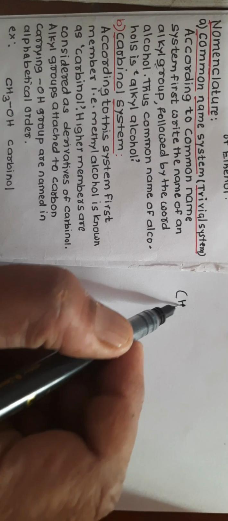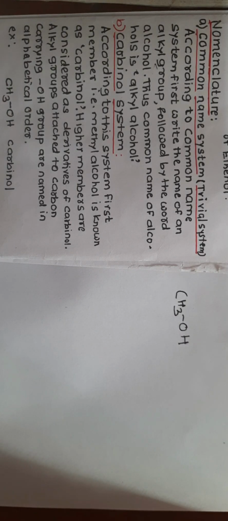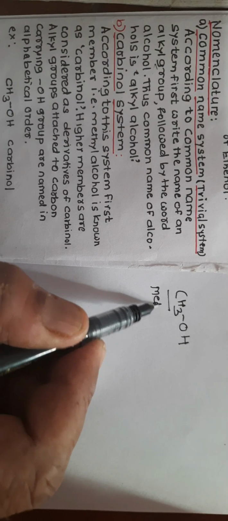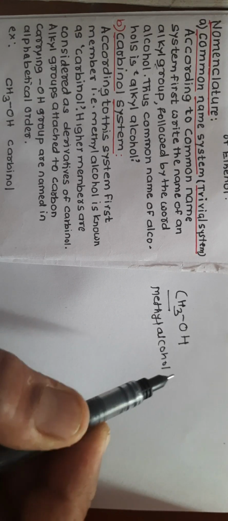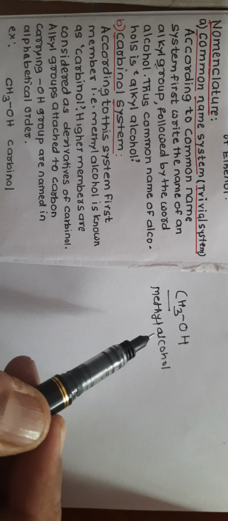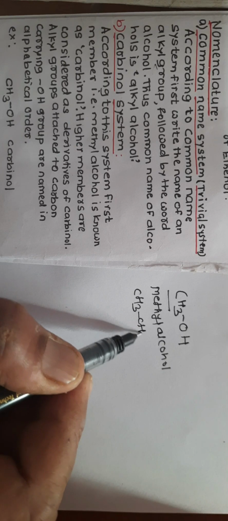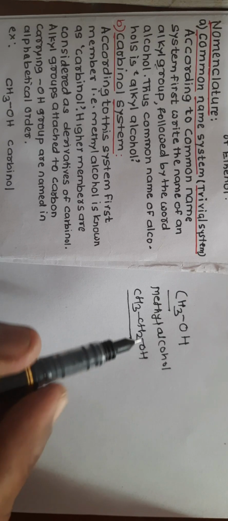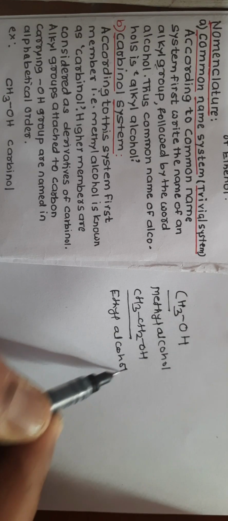Now see here, according to this system, suppose the alcohol is like this, CH3OH. According to the common name system, we have to write the name of this CH3 group. CH3 group is known as methyl group and it is followed by the word alcohol. Therefore, the name of this CH3OH is methyl alcohol. Similarly, if you take another example like this, CH3CH2OH, here CH3CH2 means ethyl group. It is ethyl followed by the word alcohol.